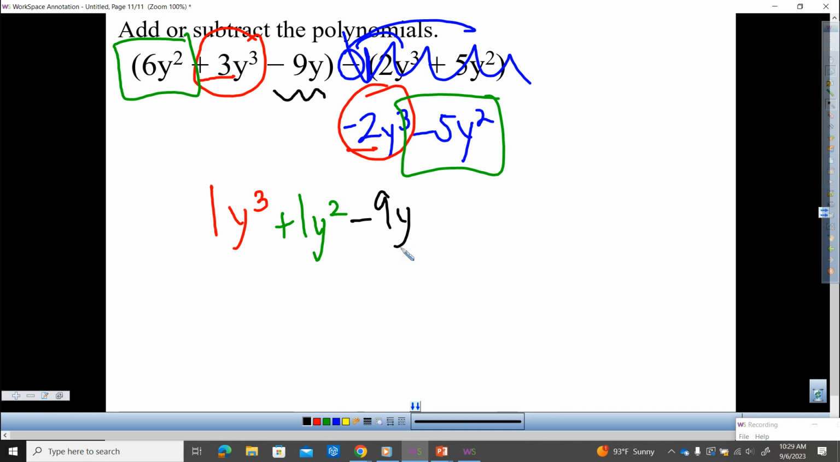Is that in standard form? Third degree, 2 degree, 1 degree? It is. So we're done. However, bonus question. Classify that one. What is the name of that one? Tell your neighbor, what is the name of that one?